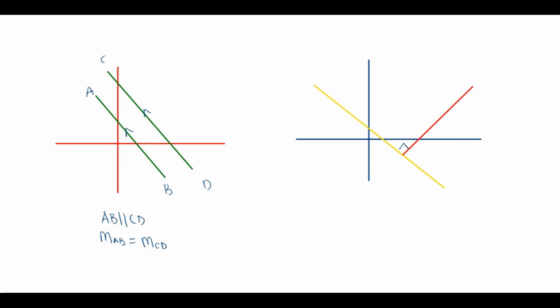If I were to label my lines as A, B, and then C, D, if AB is perpendicular to line CD, that tells me that the gradient of line AB times the gradient of your line CD is equal to -1.